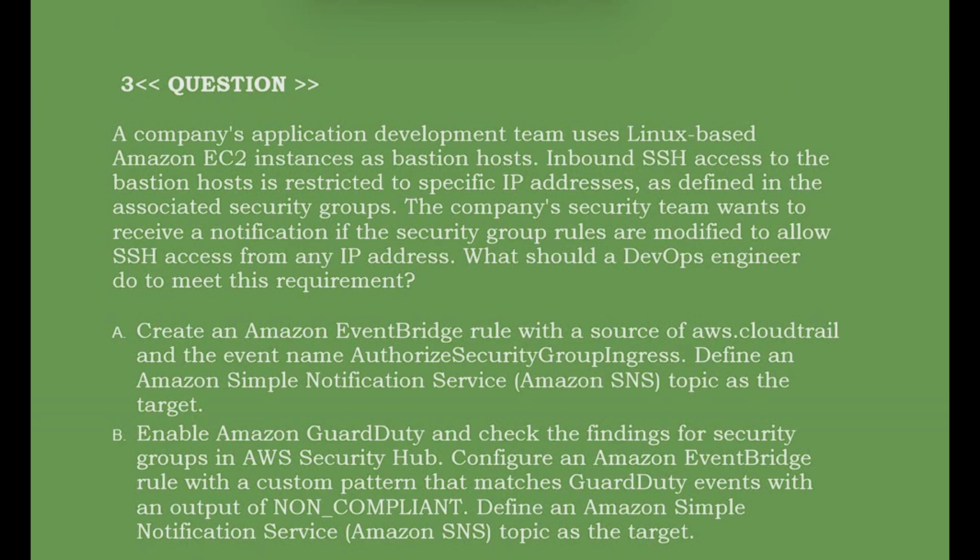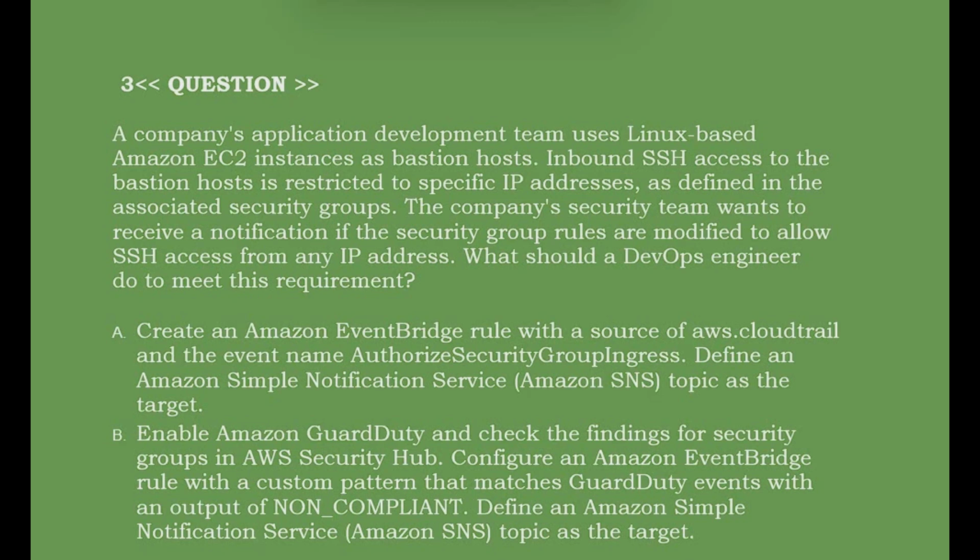Question is a company's application development team uses Linux-based Amazon EC2 instances as bastion hosts. Inbound SSH access to the bastion host is restricted to specific IP addresses as defined in the associated security groups. The company's security team wants to receive a notification if the security group rules are modified to allow SSH access from any IP address. What should a DevOps engineer do to meet this requirement?